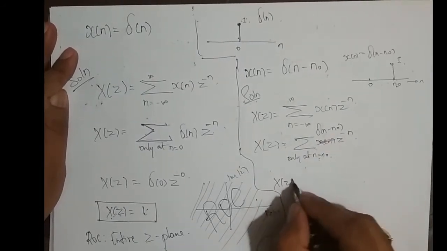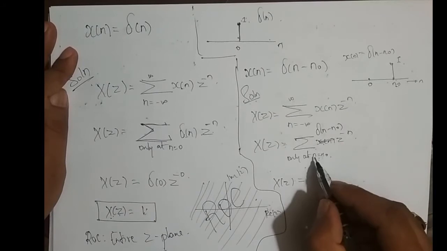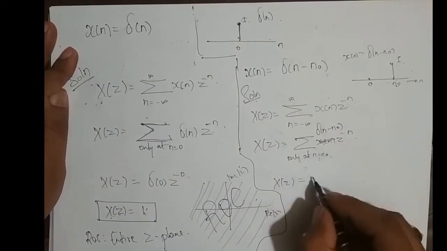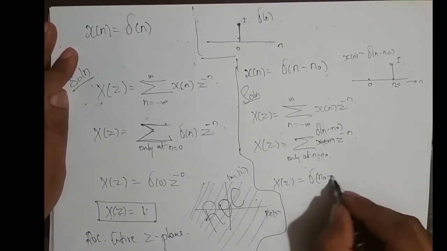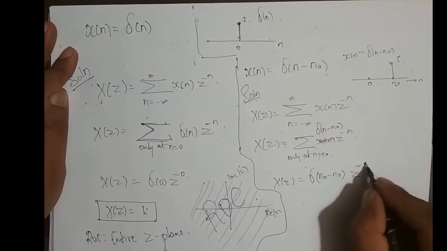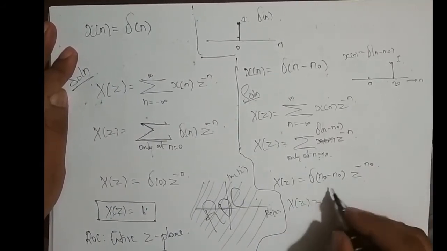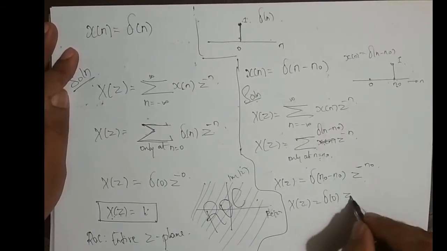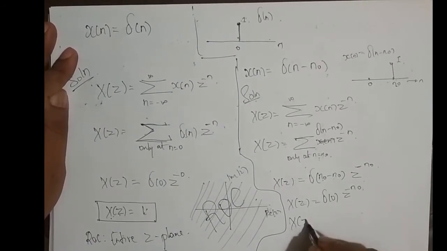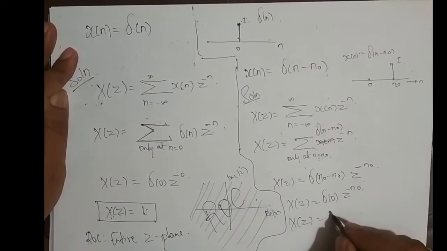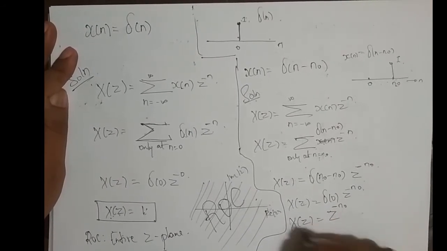So x of z is equal to, I apply n is equal to n naught and remove this summation. What do I get? Delta of n naught minus n naught into z power minus n naught. What is the value of delta of n naught minus n naught? It is nothing but delta of 0 times z power minus n naught. So x of z is equal to delta of 0, which is 1, into z power minus n naught.